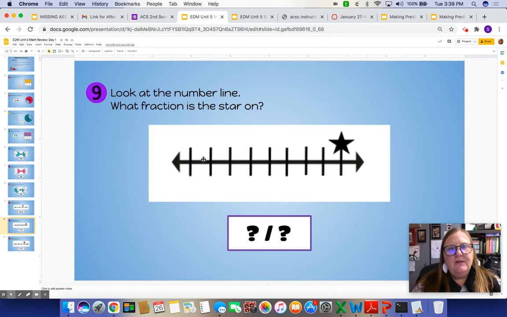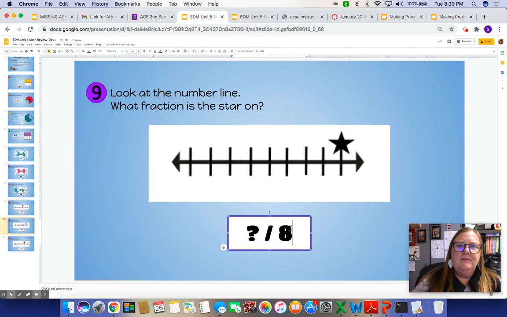All right, let's try another one. So again, we're going to count the sections. 1, 2, 3, 4, 5, 6, 7, 8. So I have 8 sections. And we're going to count them again. 1, 2, 3, 4, 5, 6, 7, 8. We have 8 eighths, which also equals 1 whole.